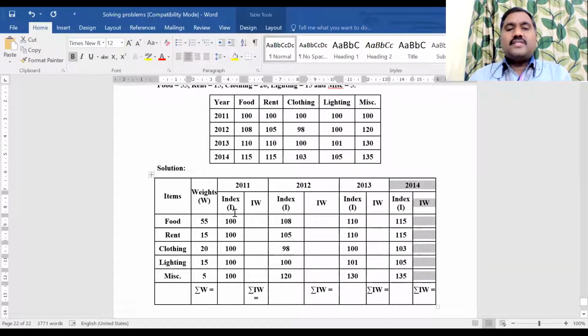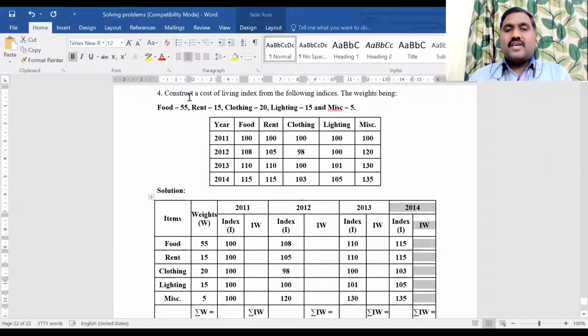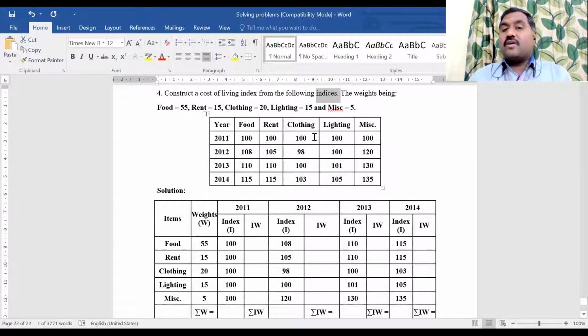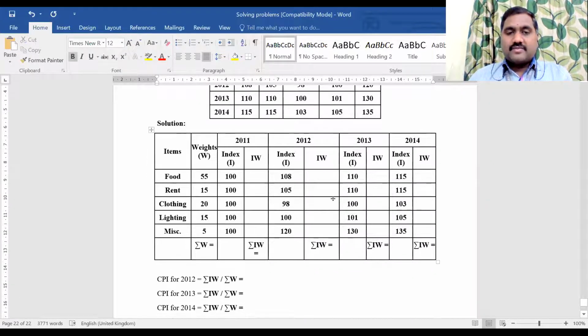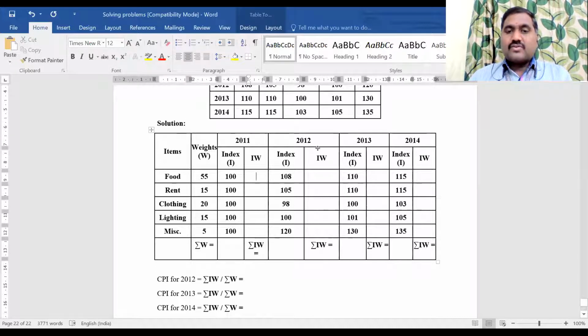Here, since I is given, that is the index, because we construct the cost of living index from the following indices. Sorry, I mistakenly mentioned price, not price, it is indices. So I is given, W is given. So we have to use the formula summation IW divided by summation W. Now open the table like this, create a table like this. Now can you find out the IW value for 2011, 2012, 13, 14? Can anyone tell me?